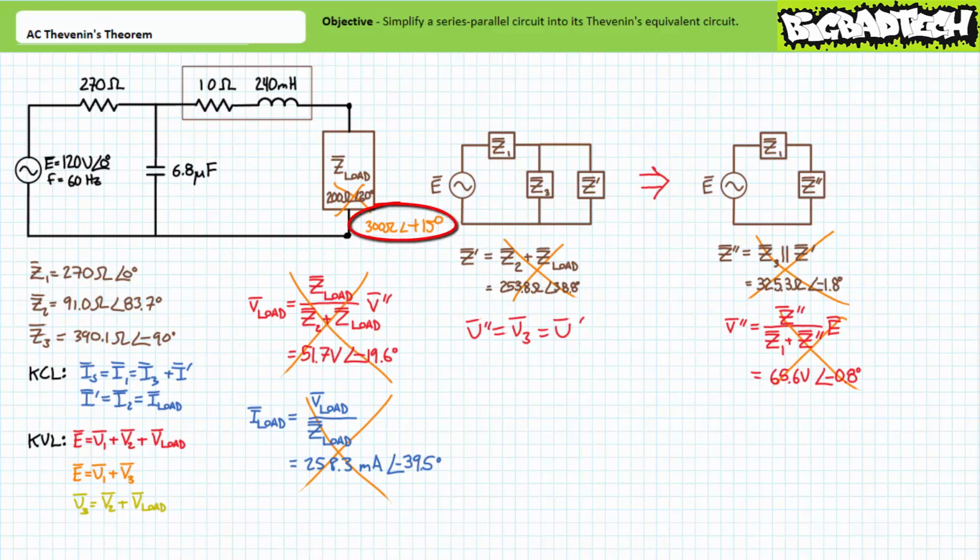I mean, Z load is supposed to be 300 ohms at an angle of positive 15 degrees. You can see the mistake, can't you? Go off and calculate these values.